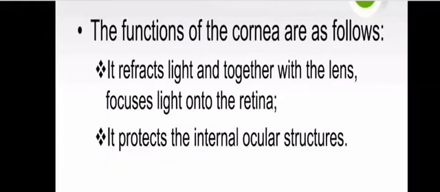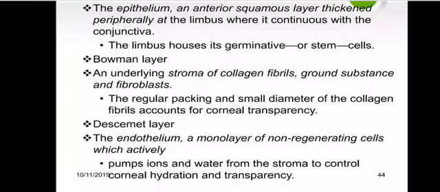The main function of the cornea is to refract the light rays into the lens and focus them onto the retina, and it protects the intraocular structures. There are a few layers of the cornea. The first one is the epithelium, an anterior squamous layer thickened peripherally at the limbus where it continues with the conjunctiva.